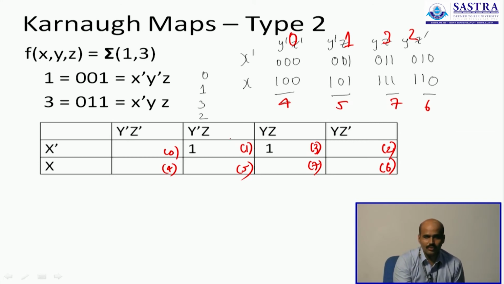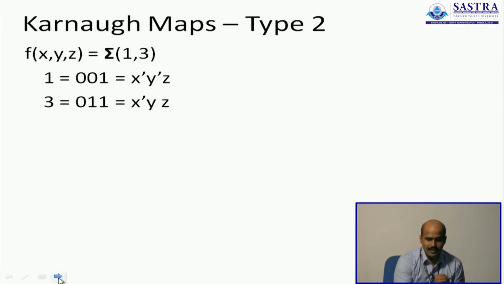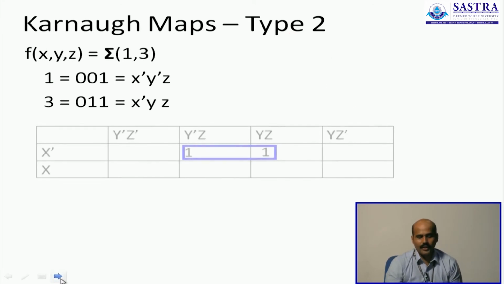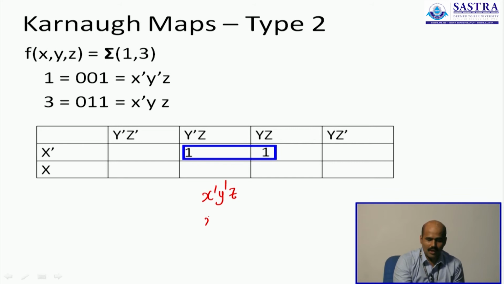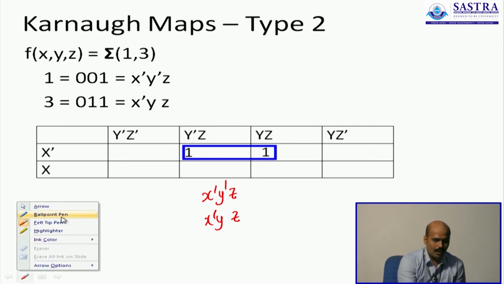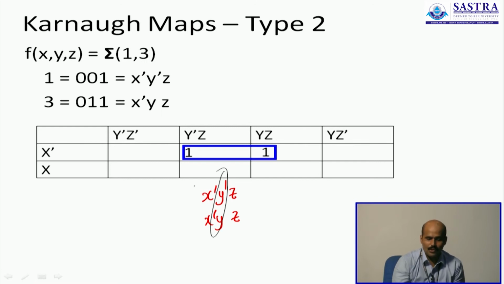1 and 3 are here. You can easily look at it, and they are adjacent. I can easily loop them to give me exactly one term. The term as a result of x bar yz and x bar y bar z. Whatever is common can be retained. Whatever is not common can be chopped off. This y bar can be chopped off. The entire variable y can be chopped off. I'll just have x bar and z. So the simplified form of the expression is x bar z.